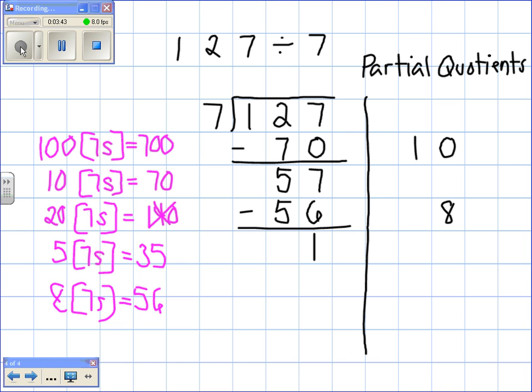Now we know that we only have 1, so we can't fit any 7s into 1. So we're going to add up our partial quotients. 10 plus 8, and we get 18. That's the number of 7s we can fit into 127. So our quotient would be 18 with a remainder of 1. And we write it just like this.